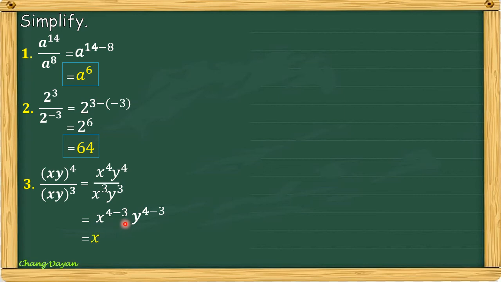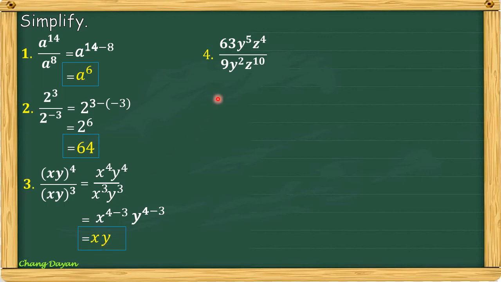So final answer natin, 4 minus 3 is equal to 1. So, you don't need to write here 1, ha? Automatic po yan, may invisible 1 na exponent. Then, another 4 minus 3 will get 1 again. So, you don't need to write the exponent 1. So, our answer is xy.